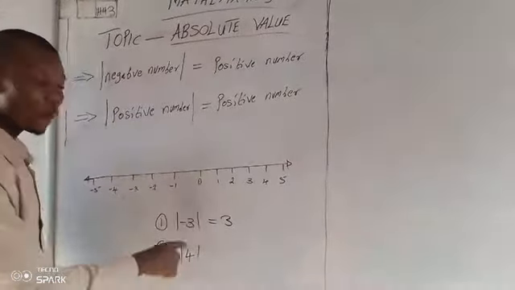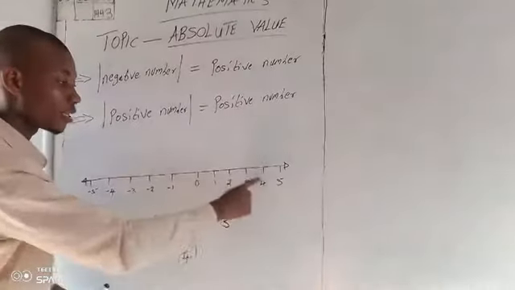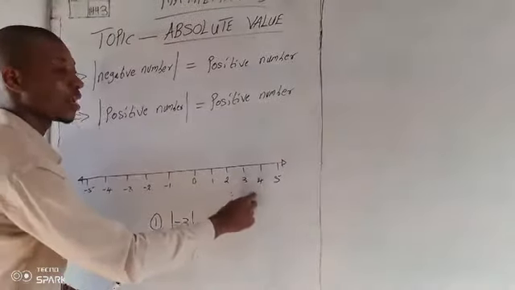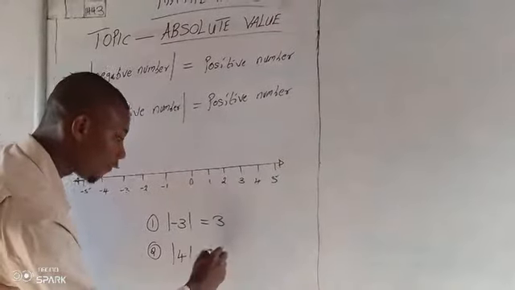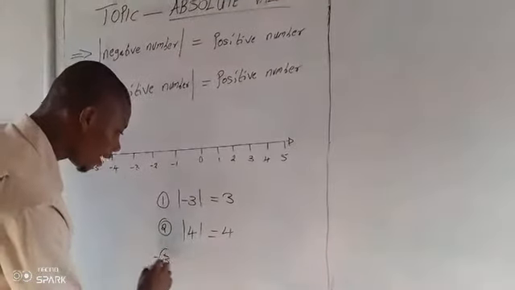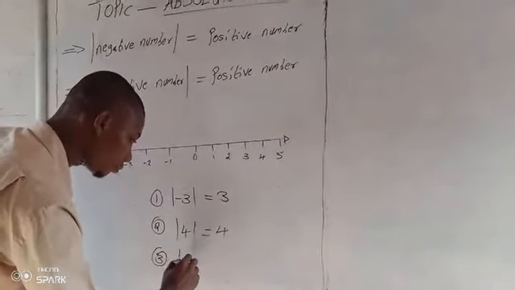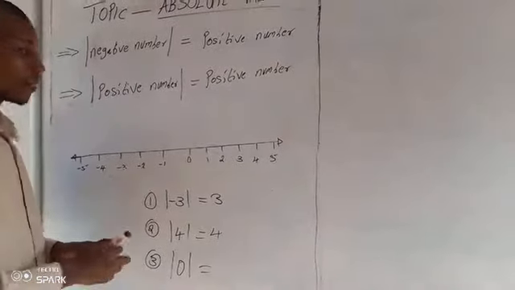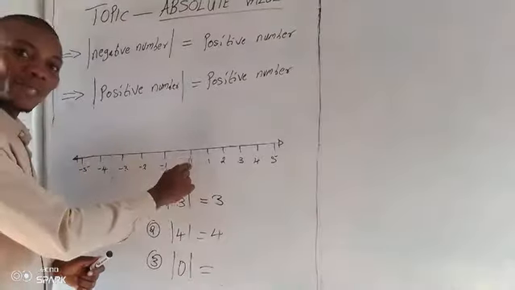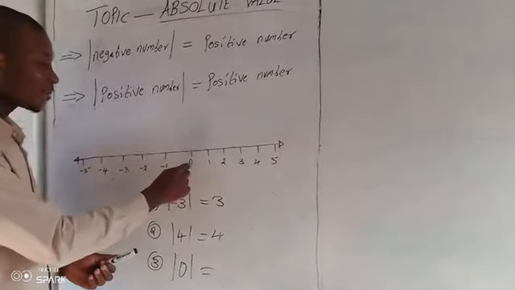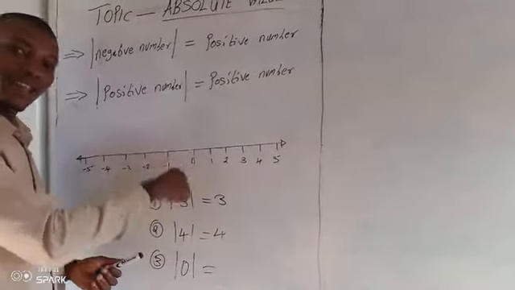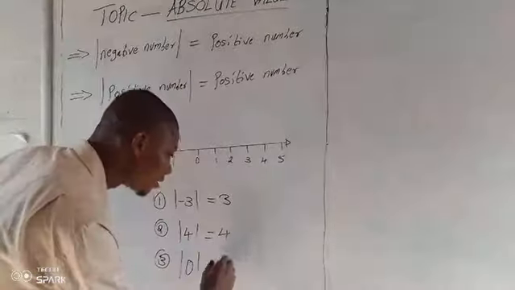Number 2, we are asked to find the absolute value of 4. That is the distance of 4 from where? From 0. This is my 4, this is my 0. Count 1, 2, 3, 4. That is what? 4. Let's check another one quickly. Absolute value of 0. The absolute value of 0 means the distance of 0 from 0. You have not taken any move. So the absolute value of 0 is still what? 0. So the absolute value of 0 is 0.